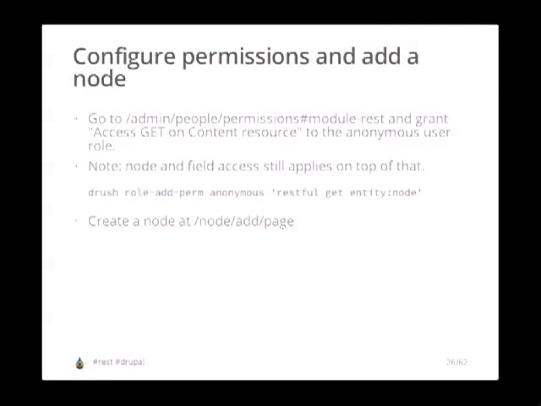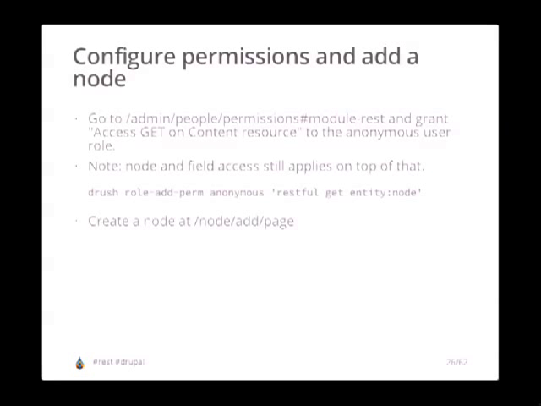Then you need to configure permissions, because by default, all resources are protected. So what we are going to do here is just give the anonymous user role the ability to read nodes on the site. Not read any nodes, because node access and field access still applies on top of that, but just to allow them to access nodes in HAL.json at all, that permission is necessary. You can also use a Drush command for that. I added it here for the sake of completeness.